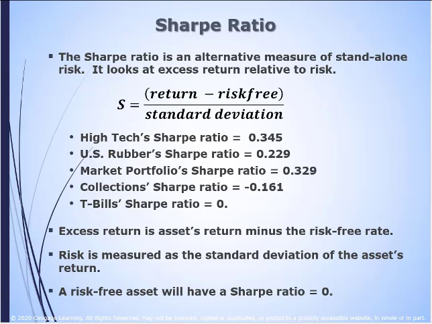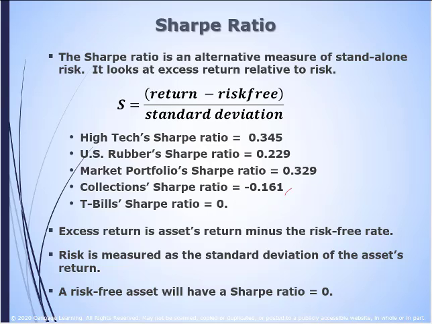The Sharpe ratio, I mentioned it a little bit earlier, is just the return minus the risk-free rate divided by the standard deviation. And if you look, it tells us that the high tech is 0.34, Sharpe is 0.29, Rubber's 2.29, the market is at 0.329, collections have a negative number. They're performing less than what you would expect even on a risk-free basis. And of course, the Sharpe ratio of T-bills is 0.